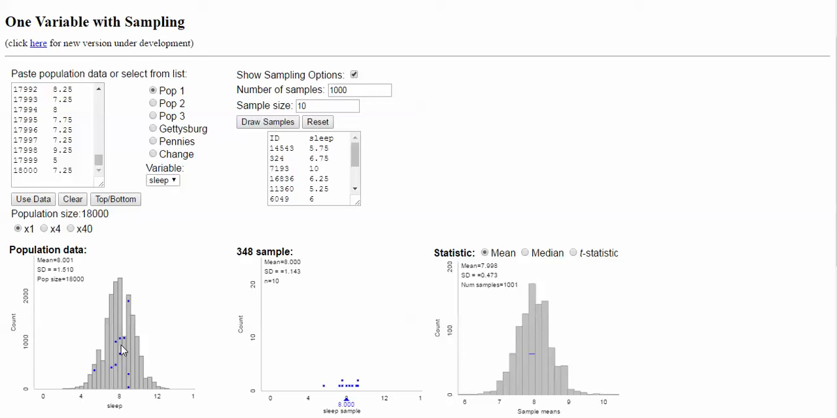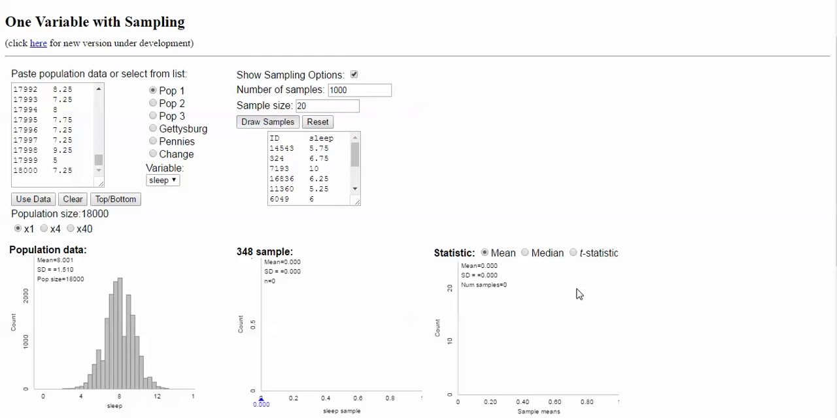Now, what if we looked at a different sample size? For example, what if instead of looking at the means of combinations of 10 people, we looked at the means of combinations of 20 people? We could actually do that with this website. We would just have to say that we want 1,000 combinations of 20 people, and it'll create the graph for us.